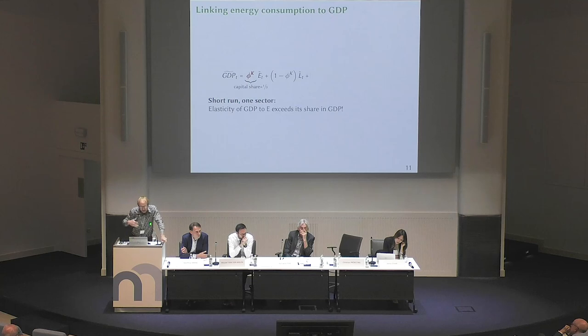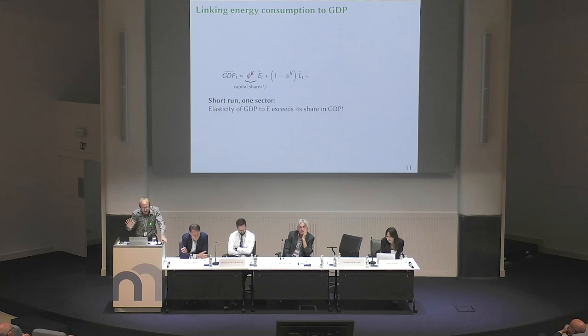So fluctuations in GDP are driven by fluctuations in energy and labor. And as I said before, the coefficient in front of energy is basically the capital share. It's 1/3. So the elasticity of GDP to energy is relatively large. It's 1/3, and that largely exceeds the share of energy in GDP, which is like 4 or 5%. That really shows you that energy is a particularly important input in our economy.